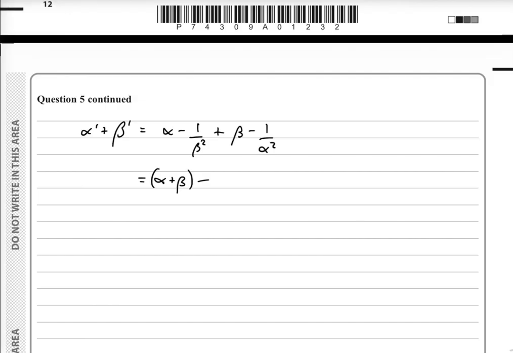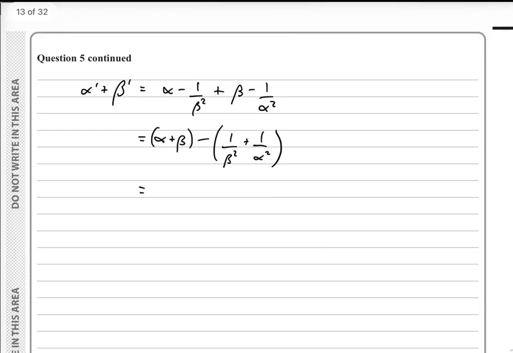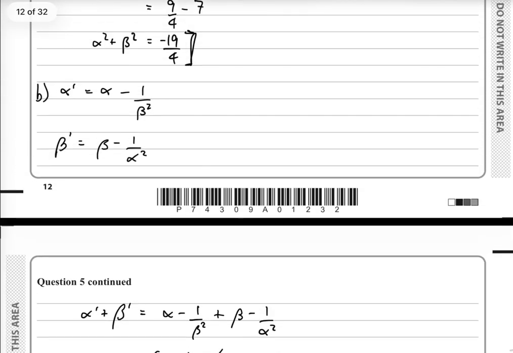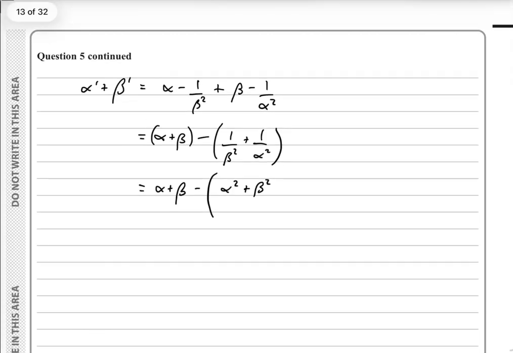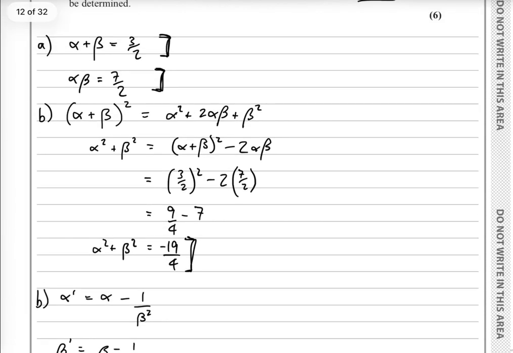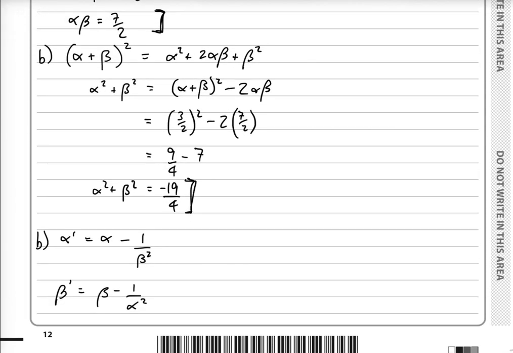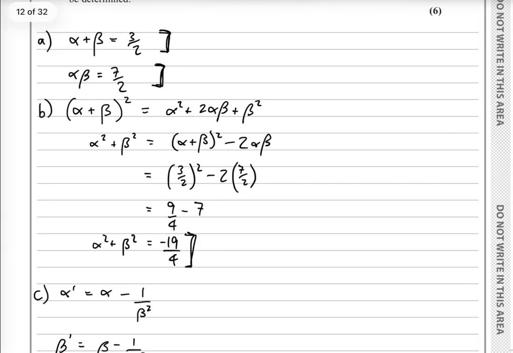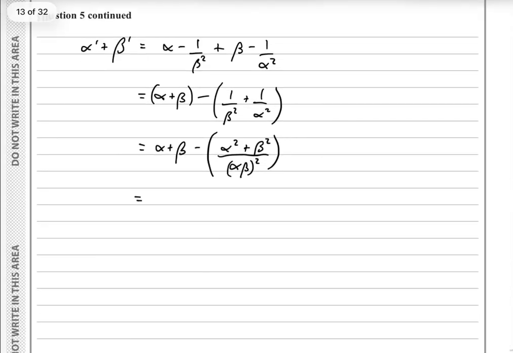But then we've got minus 1 over beta squared plus 1 over alpha squared. That's not something we know from our work so far, but we can manipulate that to add the two fractions together to give us alpha squared plus beta squared, which is what we had in part A there, divided by alpha squared beta squared, which can be written as this, which if we know, squared. Now these are the three things that we know. We know alpha plus beta from part A. Oh no, that was part B. This is part C. Okay. Alpha plus beta is 3 over 2, so that's here.